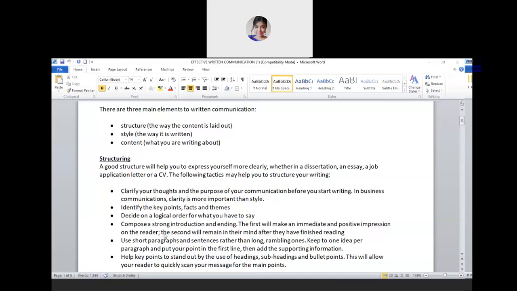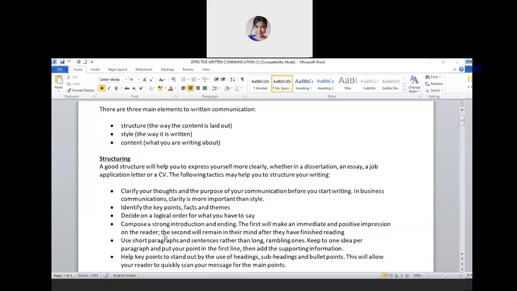All right. Next is identify the key points, facts, and hints. So, whenever you are writing and communicating, identify the main points. Identify the points that you want to highlight so that the other person who would read the message, the letter, can understand your actual purpose of writing. So that is why you're supposed to identify the main points, those points which you want to highlight.